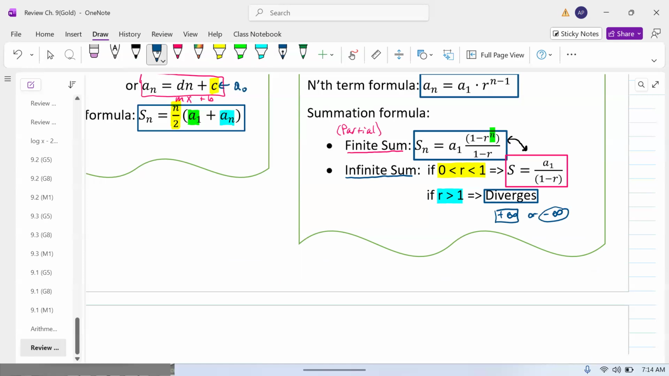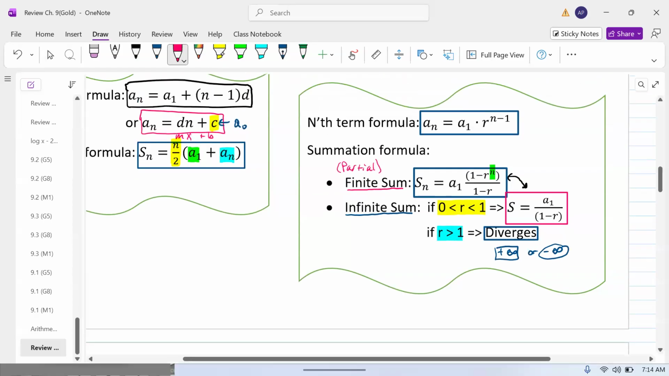Now, you don't need to tell me which infinity we're approaching. If this is the case, you just need to tell me that the sum diverges. So these are the formulas that we've learned. And you do need to have these formulas memorized for the test. So please make sure that you do. They will not be provided for you.